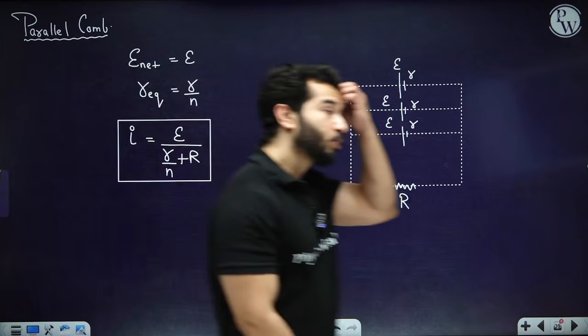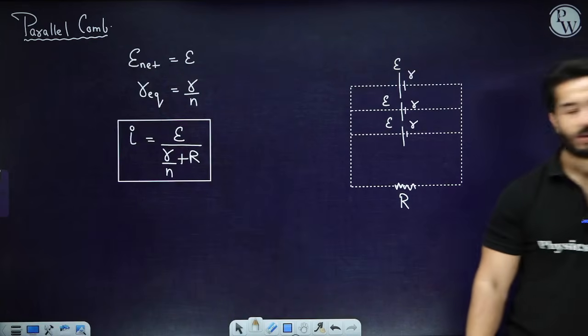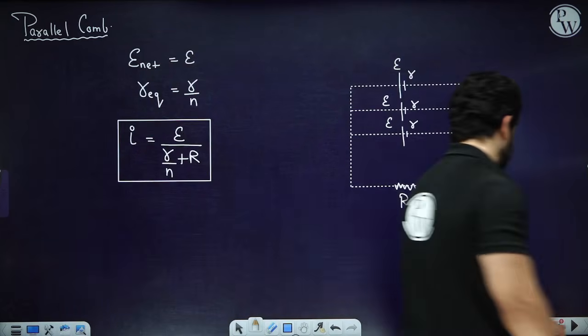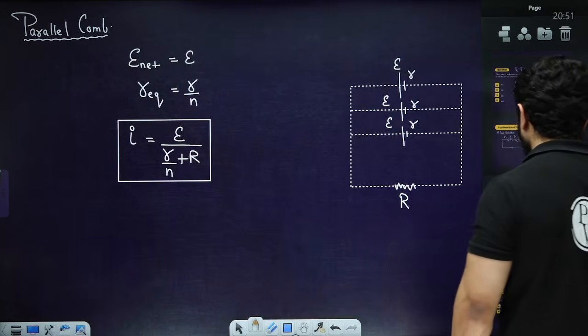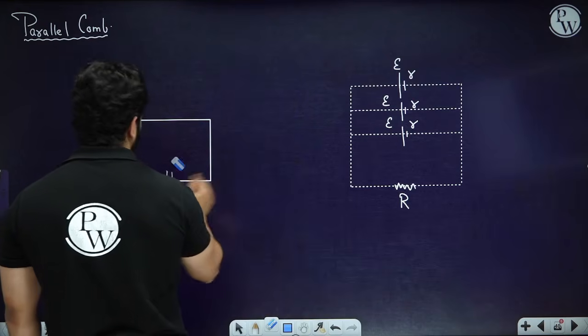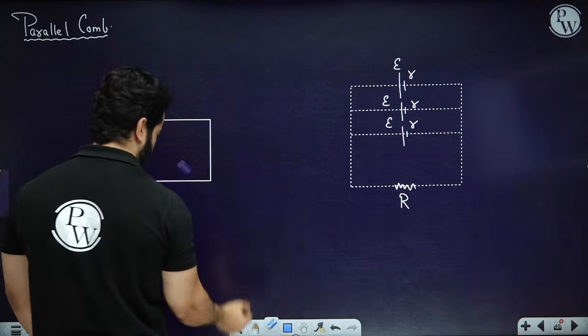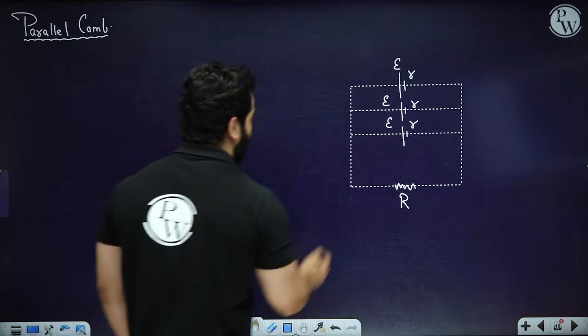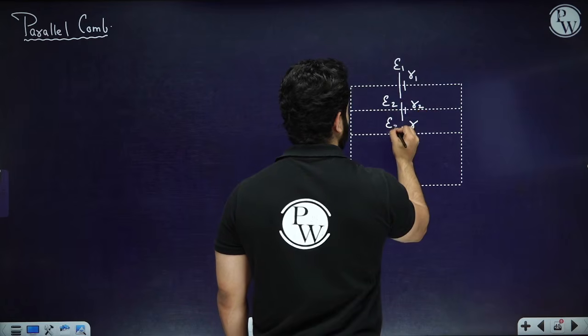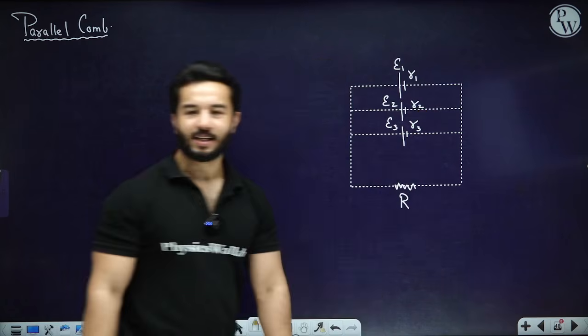Hopefully this is clear to you, right? Now what will happen if someone says that they are not of the same EMF? Then you will have to use a different formula. Let's suppose this is E1, R1, E2, R2, E3, R3, something like this.